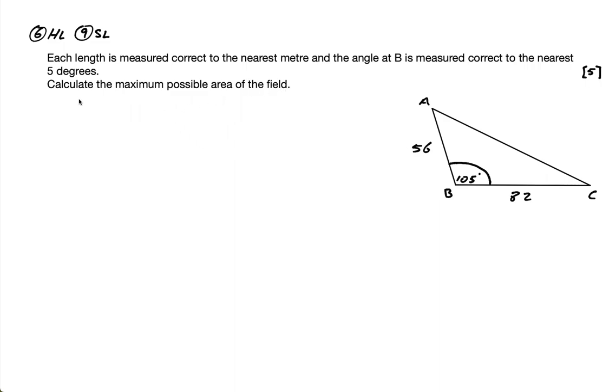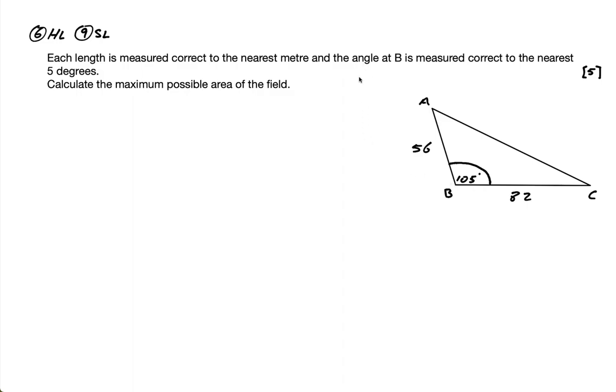Okay, question 6 for HL, 9 for SL. So this is slightly tricky. It's an upper and lower bounds question. We have a triangle. Each length is measured correct to the nearest meter, and the angle B is measured correct to the nearest 5 degrees. Calculate the maximum possible area of the field.